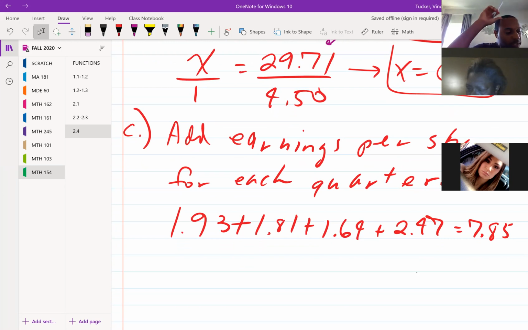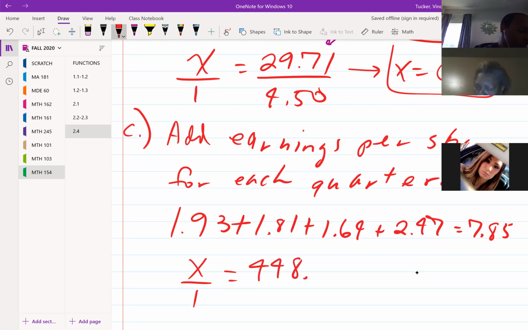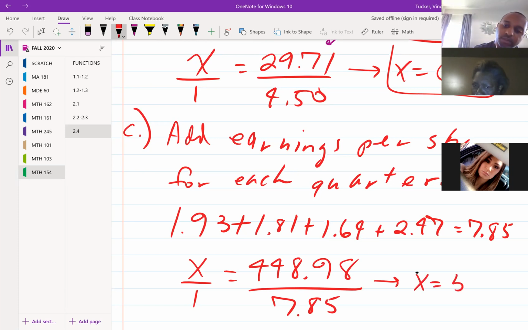And then we can set up that same proportion again when you're doing x over 1. And I had 448.98. And you place that over the 785. Add those out, 57.2.